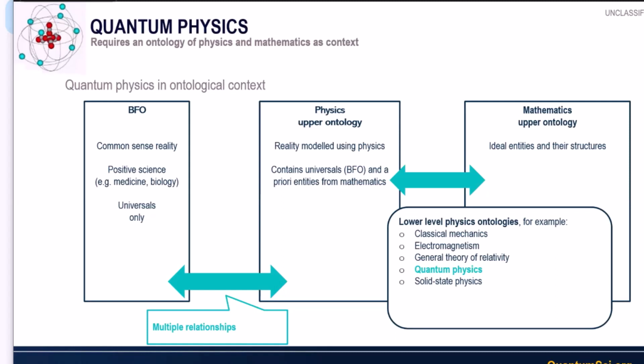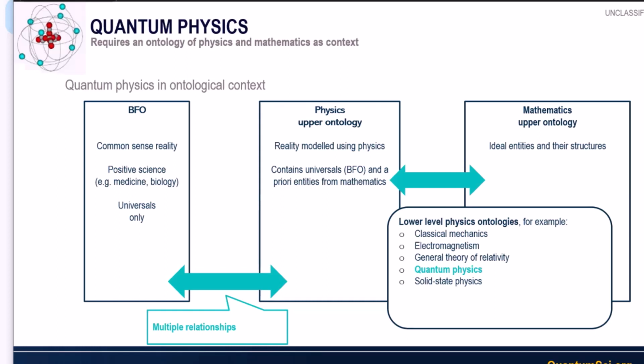So it's used for positive science, but it contains only entities which also have individuals, like tree and this individual tree. Then we have physics. Physics has another component. It not only needs common sense reality entities, but it also needs the part of reality that is modeled using physics. So it contains universals and also entities from mathematics. For example, a typical physics-specific entity would be a unit of measurement or a magnitude.